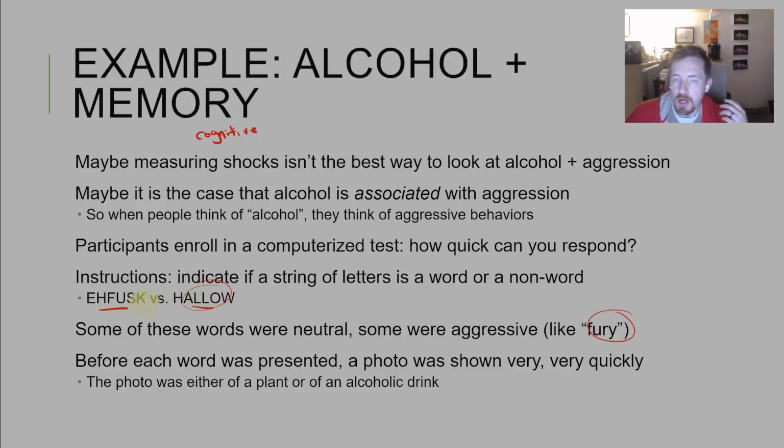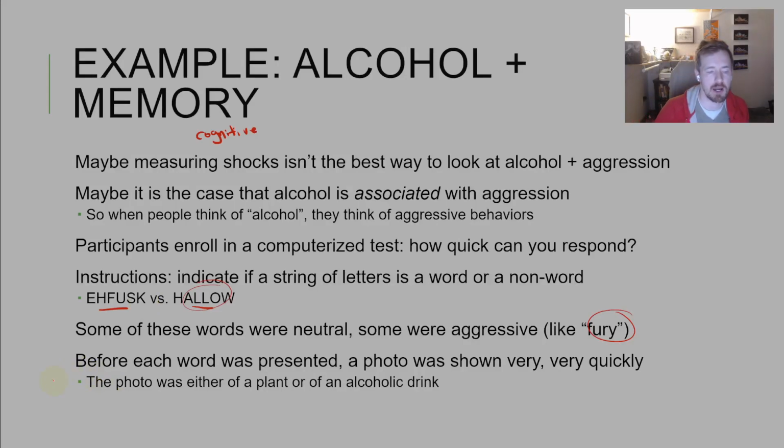Now, before that word is presented and they have to determine if it's a non-word or a word, we are going to show them an image. And that image is going to be presented very quickly. We call that priming. We're going to show it very quickly, we're going to take it away, and then see how they respond. And that photo can either be a plant or it can be an alcoholic drink.